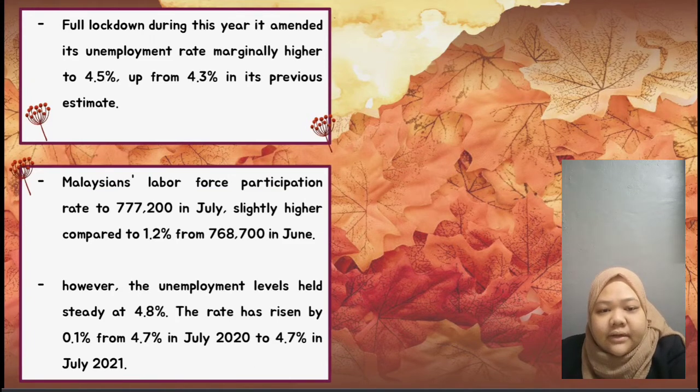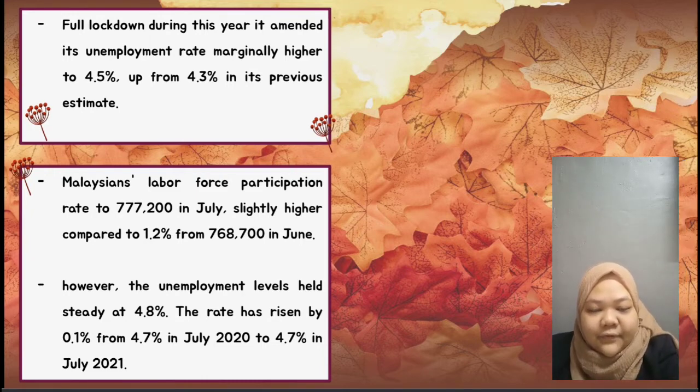Nevertheless, with the currently underway disease outbreak remaining the main downside and taking into consideration the recent weak point in the unemployment market following the encroachment of the full lockdown, during this year it amended its unemployment rate marginally higher to 4.5%, up from 4.3% in its previous estimate.